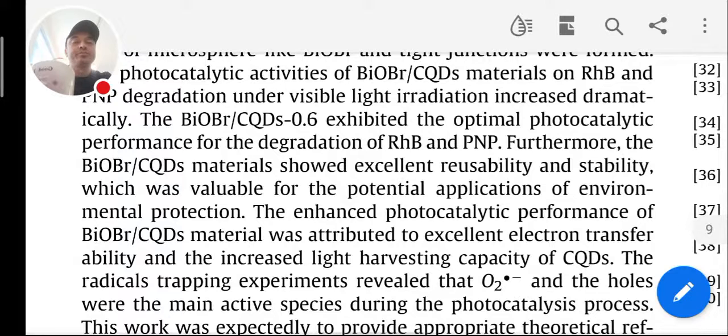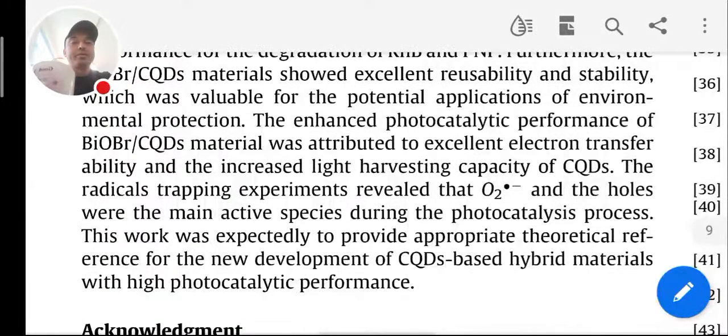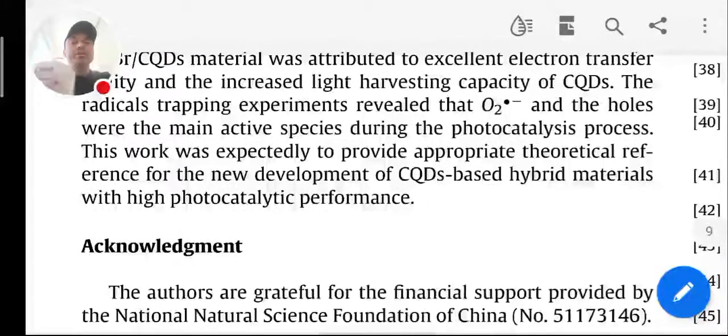The enhanced photocatalytic performance of the BiOBr carbon quantum dot material was attributed to the excellent electron transfer ability and increased light harvesting capacity of the carbon quantum dots. The radical trapping experiment revealed that the superoxide radical and the holes were the main active species during the photocatalytic process. This work is expected to provide appropriate theoretical references for the development of carbon dot based hybrid materials with high photocatalytic performance.